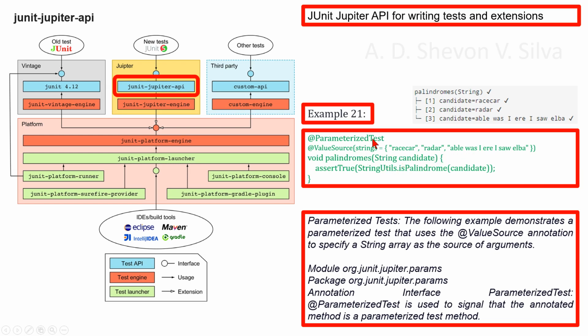When executing this parameterized test method, each invocation will be reported separately. For instance, the console launcher will print output similar to the following.